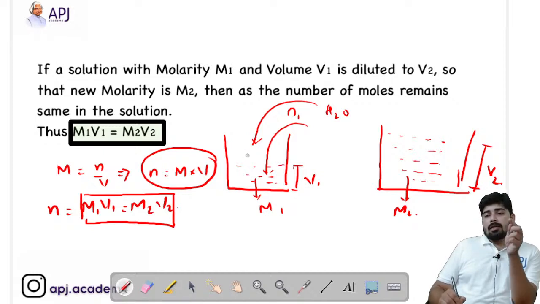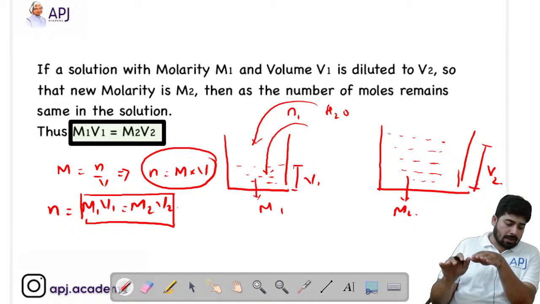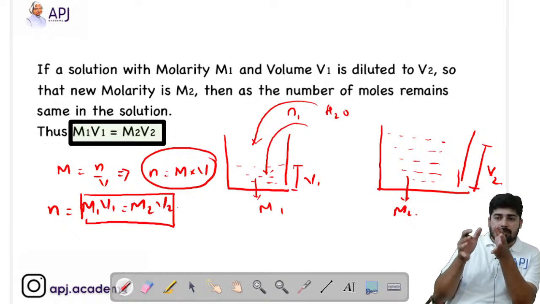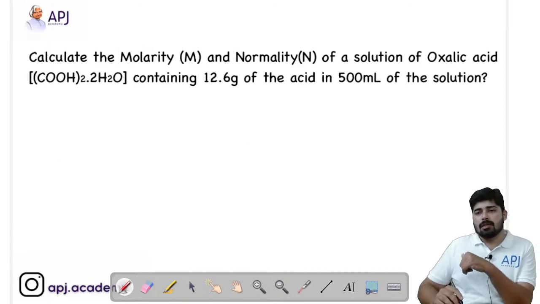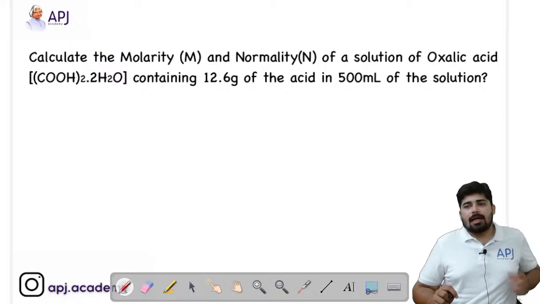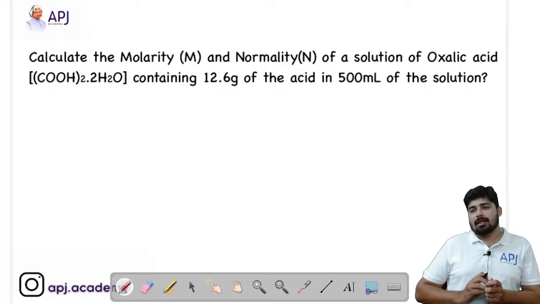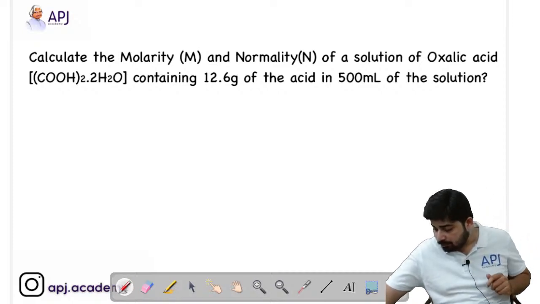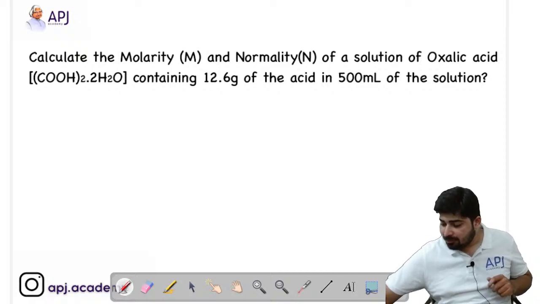We know that if you are only adding water to a solution, then the number of moles of solute will not change. It remains unchanged. So the number of moles of solute in the first case and in the second case are both the same. So we can say that M1V1 equals M2V2. Okay. Now let's see a question: calculate the molarity and normality of a solution of oxalic acid containing 12.6 gram of acid in 500 ml of solution. Can you do this by yourself, students?